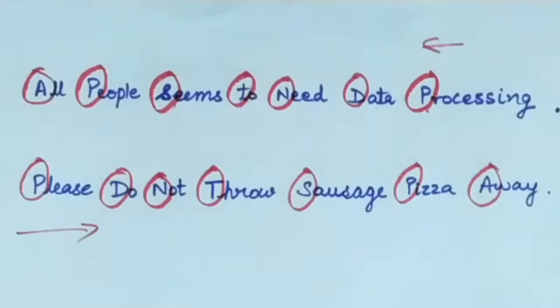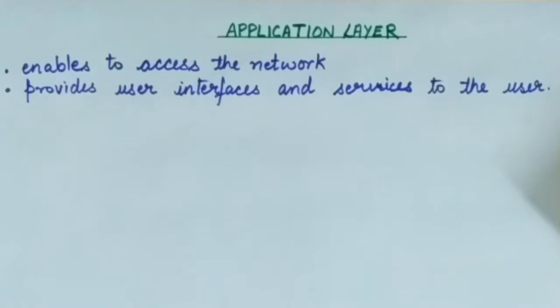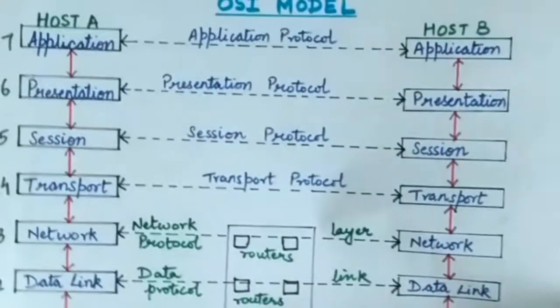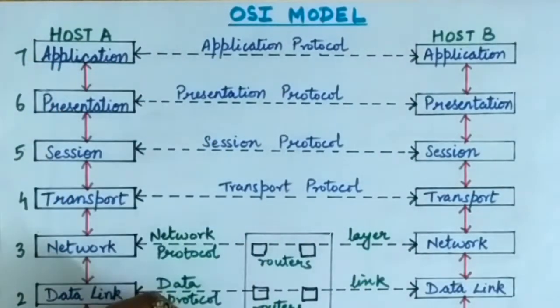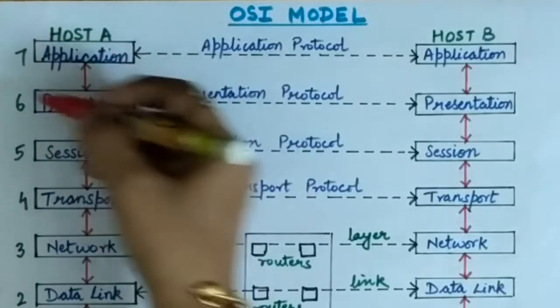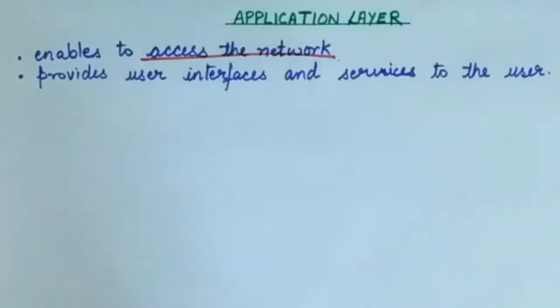Now, we have already discussed the overview of the OSI model, that there are 7 layers and so on. Now I will discuss the application layer. In the OSI model, this is the 7th layer or the last layer. We move from bottom to top. This is the topmost layer of the OSI model, the application layer.